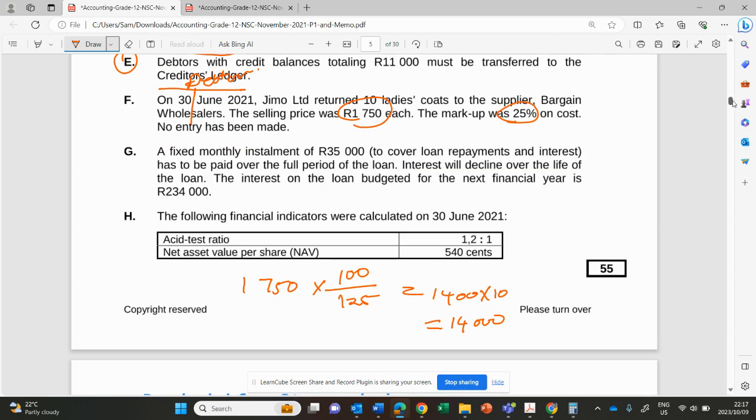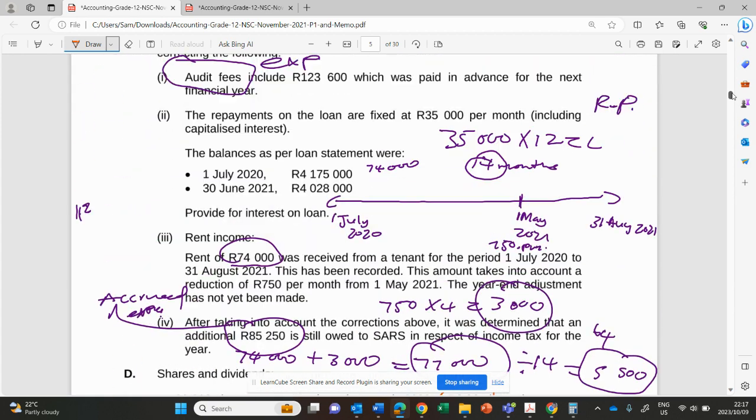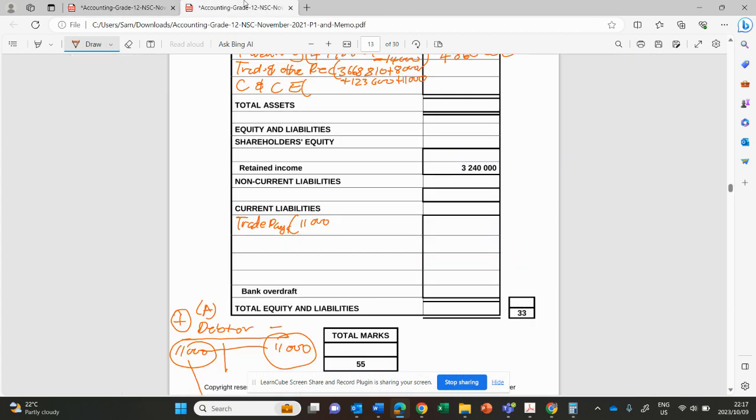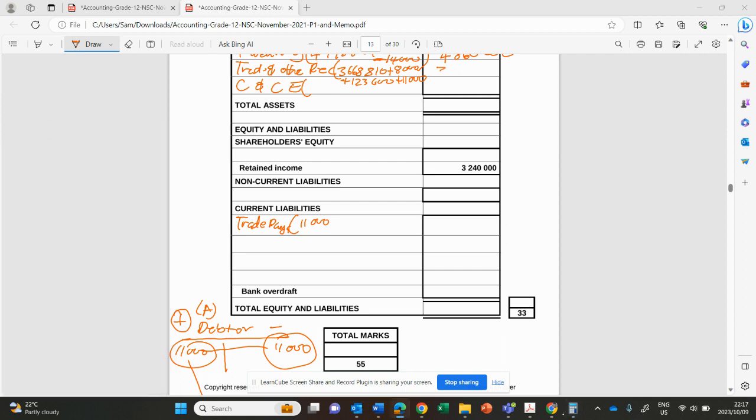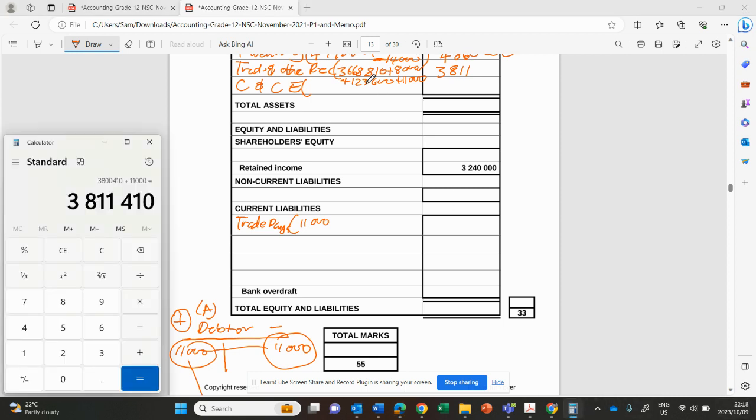Now we can calculate. We are having 3,668,810, plus 8,000, plus 123,600, plus 11,000. So it's 3 million 811,410.